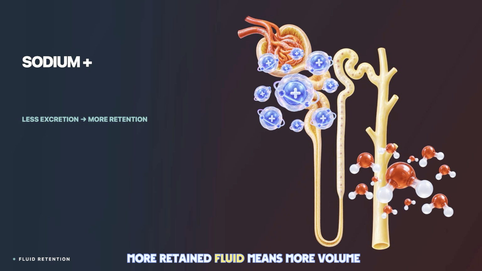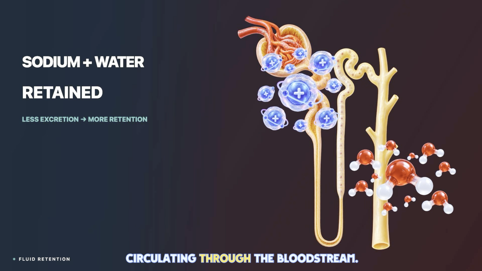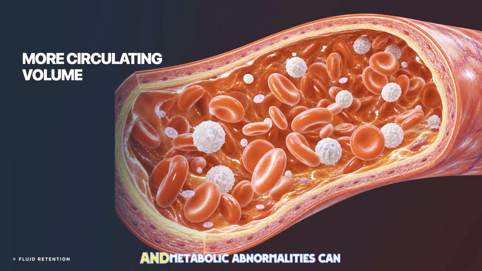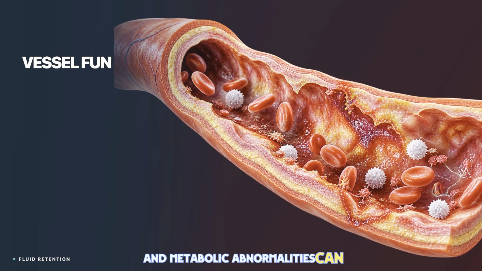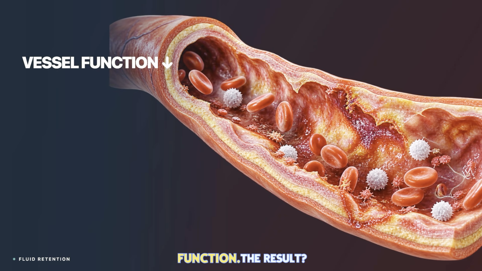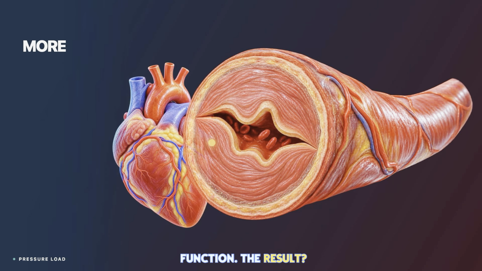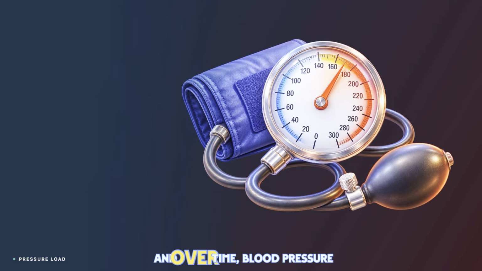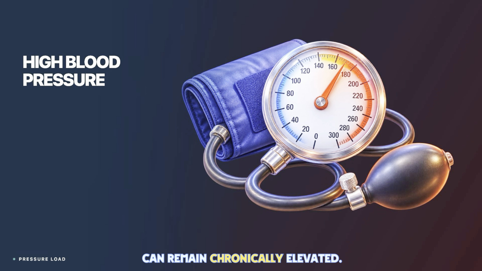More retained fluid means more volume circulating through the bloodstream. At the same time, inflammation and metabolic abnormalities can affect how well blood vessels function. The result? The heart has to pump against increasing resistance, and over time, blood pressure can remain chronically elevated.